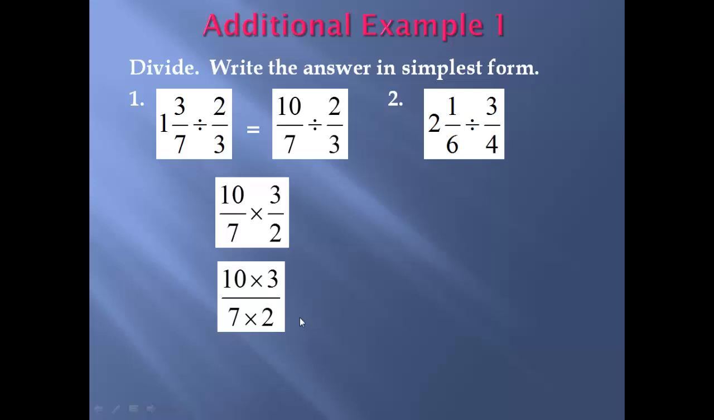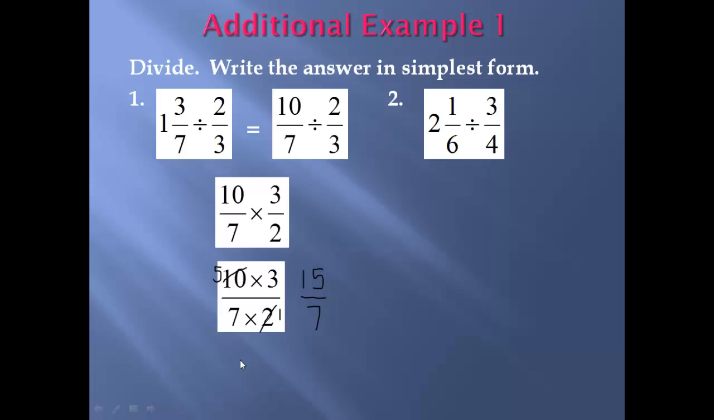We can see now if we have anything that we can simplify. 2 and 10 can both be divided by 2. So 2 divided by 2 is 1, and 10 divided by 2 is 5. Now we can go ahead and multiply across. 5 times 3 is 15. And then 7 times 1 is 7. The next thing we need to do is we need to make 15/7 a mixed number.